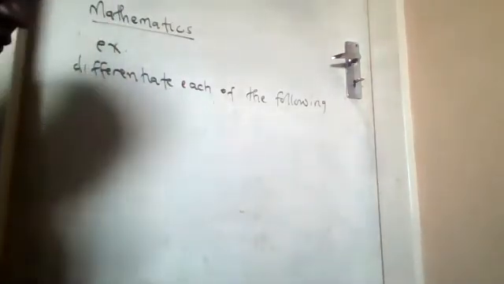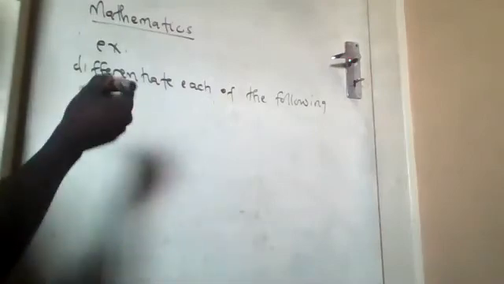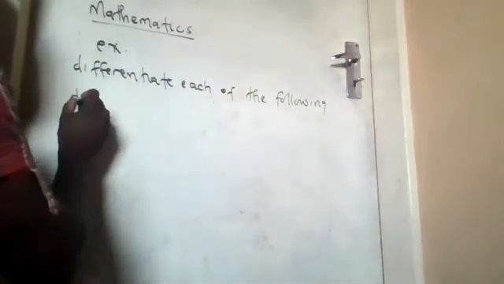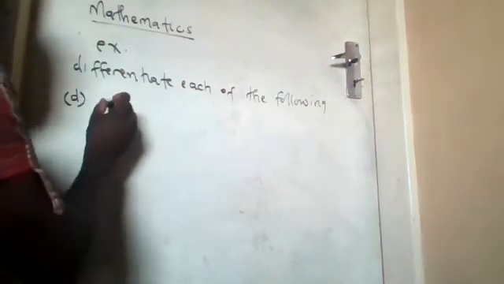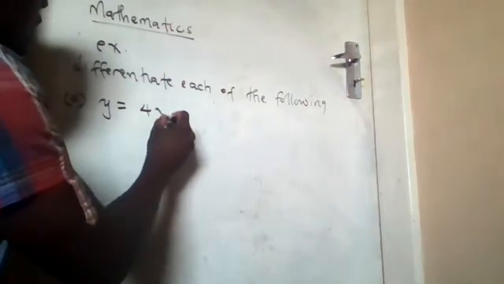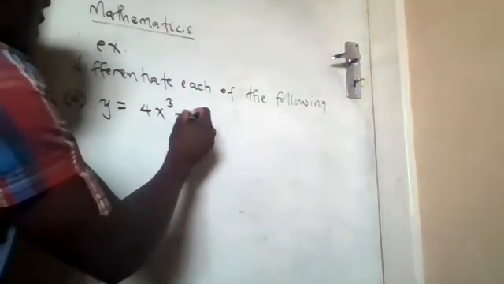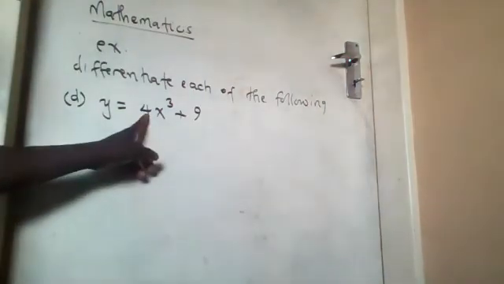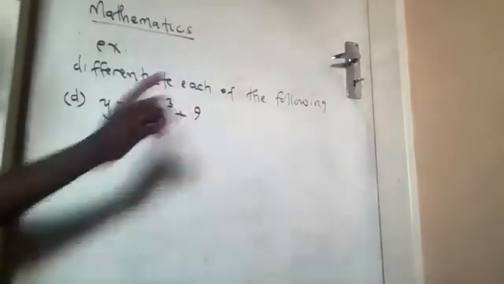So we go to the third one, which is D. The equation is y is equal to 4x to the power 3 plus 9. So in here, we have a full package: coefficient, variable, power, constant.